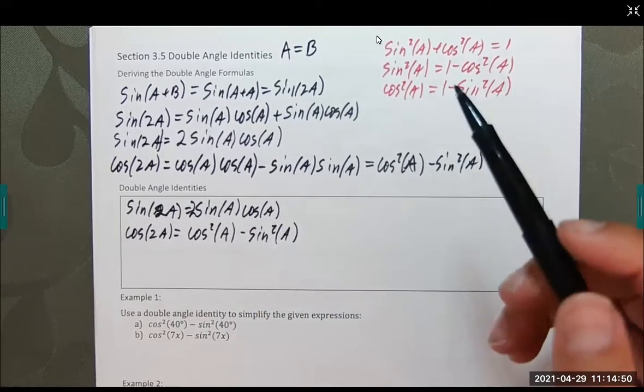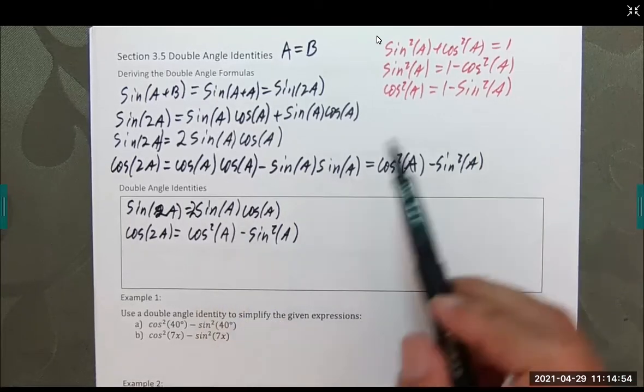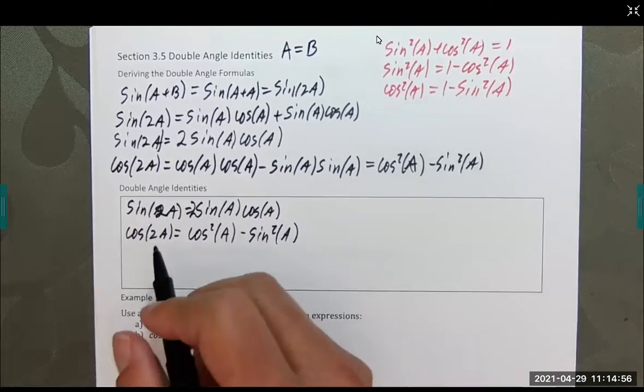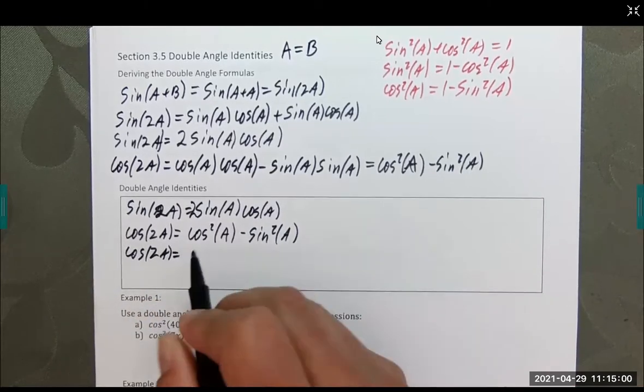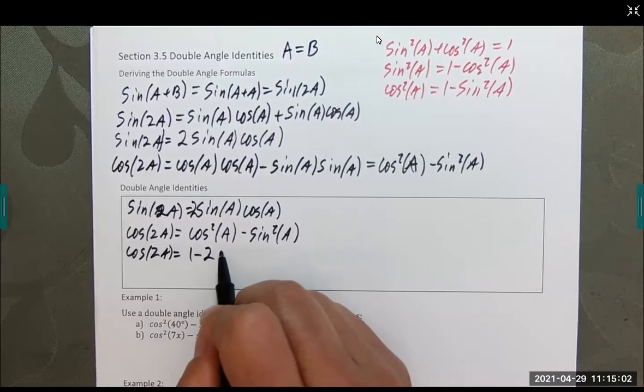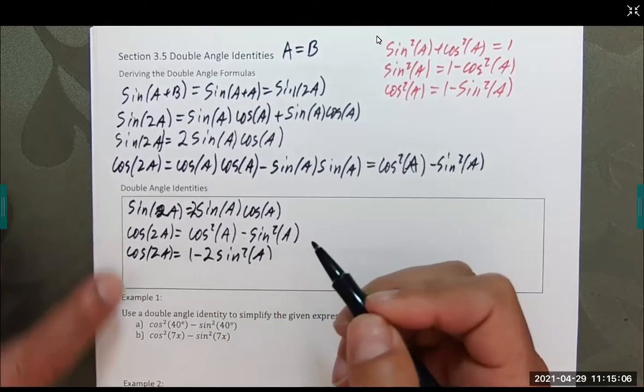But using our Pythagorean identity, if I replace cosine squared A with 1 minus sine squared A, we have that cosine of 2A is now 1 minus 2 times sine squared A. So we have two definitions so far. Now we're going to do a third.